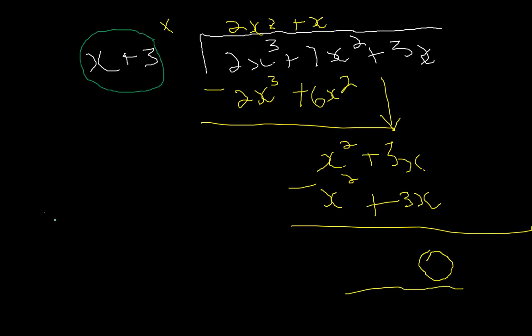So what I would say, the factors of this polynomial expression, x plus 3 and 2x squared plus x. However, you don't leave it like this. Why? Because you can factorize this. You must completely factorize. Okay? So since this can factorize, I must factorize it.